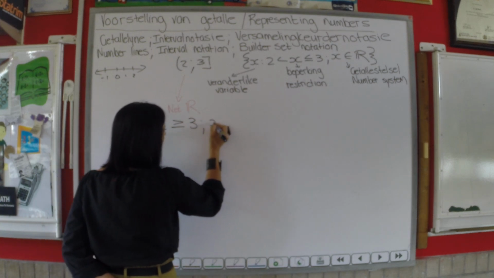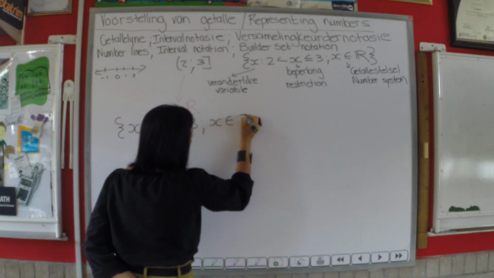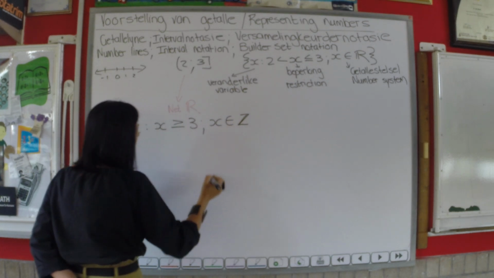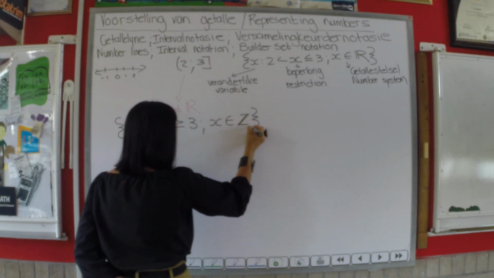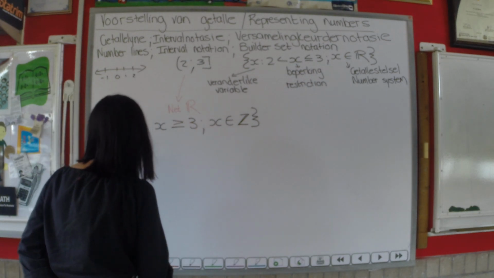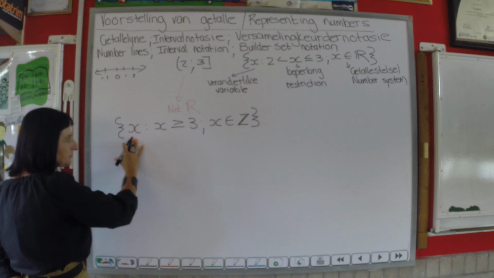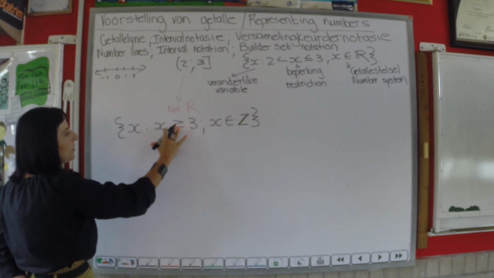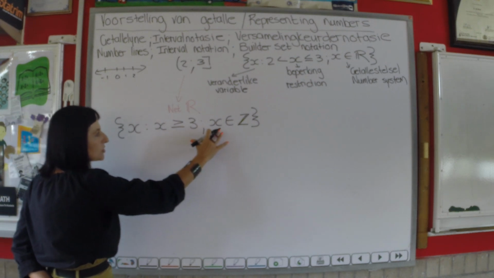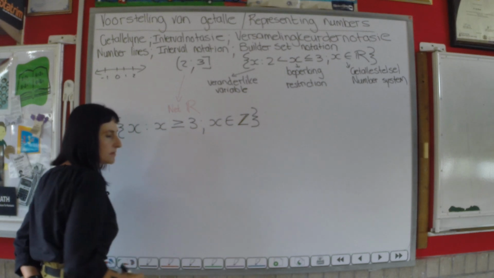I'm talking about the family group integers that we represent with a z. So this, if you read it from left to right, will be the variable x, all the numbers greater or equal to 3 that belongs to the family integers.